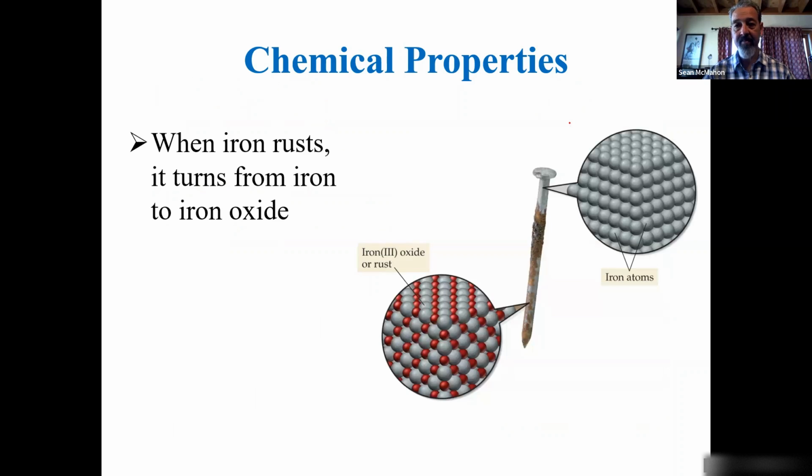Chemical properties is where you actually change its composition. So if you leave iron out, especially if there's a lot of moisture or heat, it starts to what's called oxidize. What does that mean? It starts to combine with oxygen to form iron oxide, or iron(III) oxide, and that is basically rust. So it starts to change. It starts to absorb or combine with the oxygen.